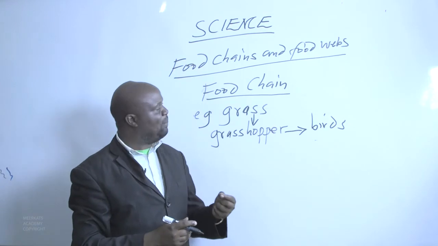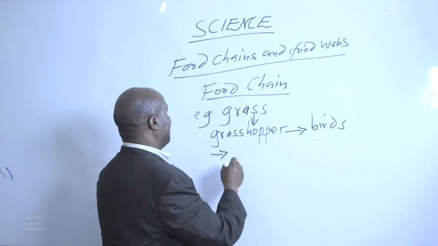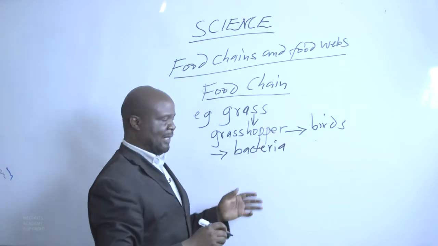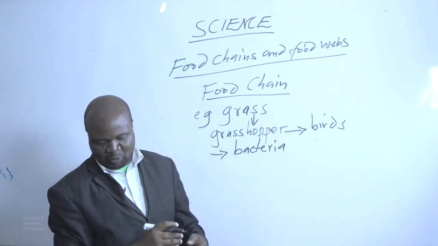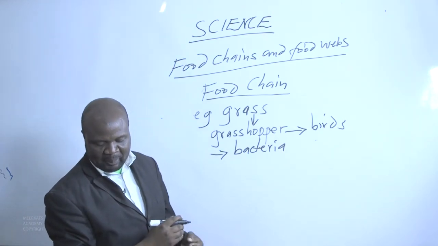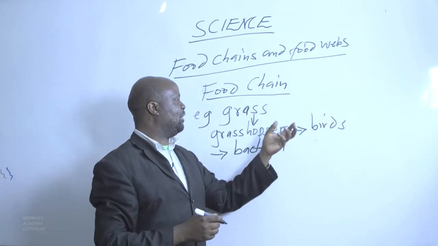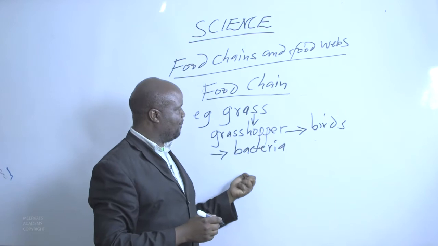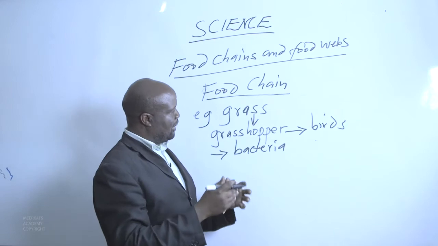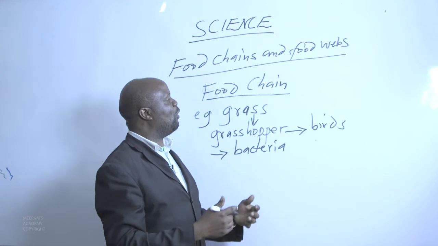When these birds die, for instance, they will be worked upon by bacteria. When the birds die, the bacteria will help to decompose the body of the bird. The bacteria will get the energy they need when they decompose the body of this bird. So we find that bacteria are important, because they play a role as a decomposer. They will decompose the body so that the body of this bird will break down into nutrients. And these nutrients will go back to the soil.